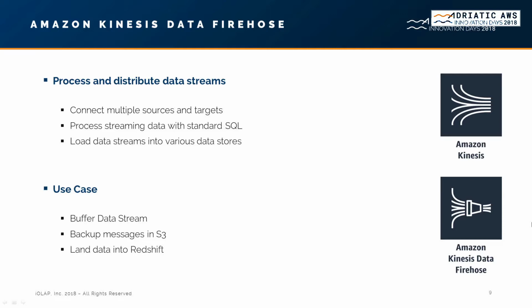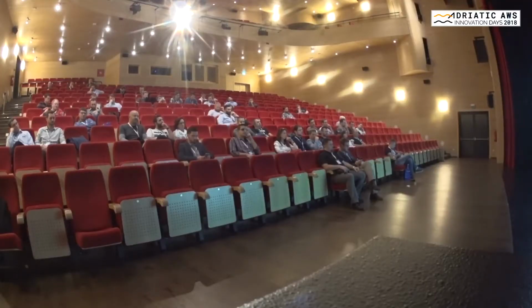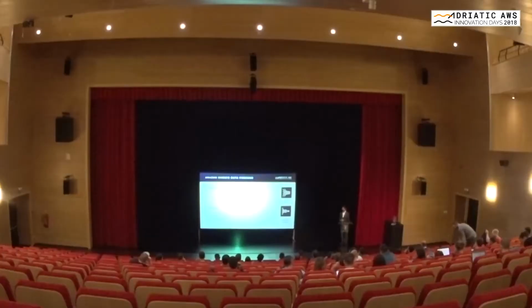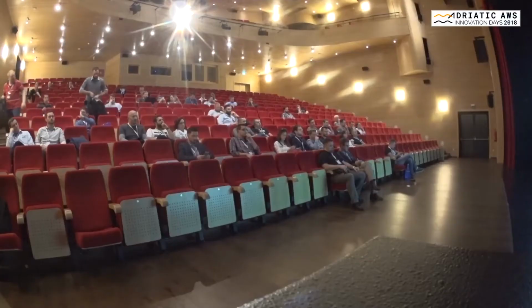Kinesis Firehose offers the buffering of data streams. So when our data producer is sending messages, sometimes in our system there can be some bottleneck or some downtime, so we don't want to lose any message. So Firehose is storing the messages in the buffer, and there is also a fault-tolerant option to make sure that if some message fails, it will retry until it's successful. So we're going to buffer the data streams. We're going to back up messages in S3, as said before. And we're going to, of course, land data into Redshift. That's our final goal.